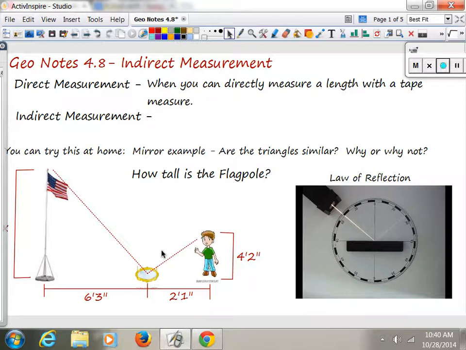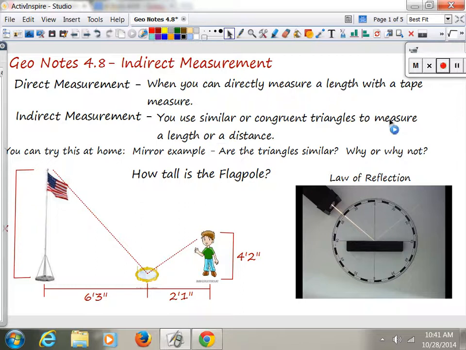Indirect measurement is when you physically can't measure it with the tape measure. So you use similar or congruent triangles to measure a length or a distance. That means you were not able to physically measure how high something was. The tree is just too tall. I can't get a tape measure to the top and drop it all the way down. It's too big to measure. So you're going to use similar triangles or congruent triangles.